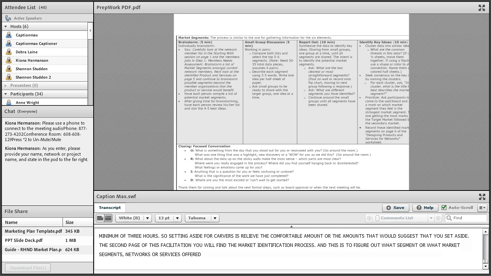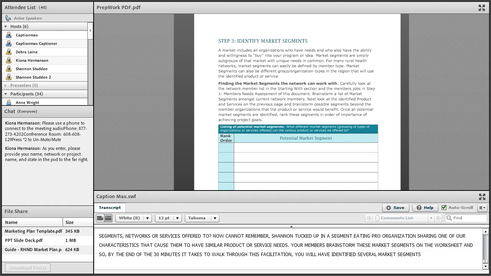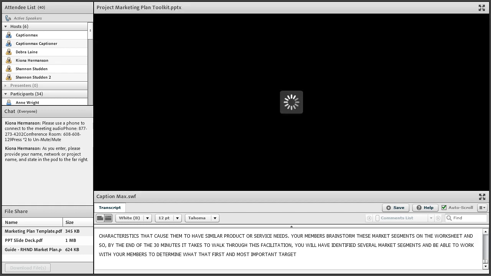The second page of this facilitation, you will find the market identification process. And this is to figure out what market segments the network's products or services can be offered to. Now remember, Shannon talked about a market segment as being a subgroup of people or organizations sharing one or more characteristics that cause them to have similar product or service needs. Your members can brainstorm these market segments on the worksheet.